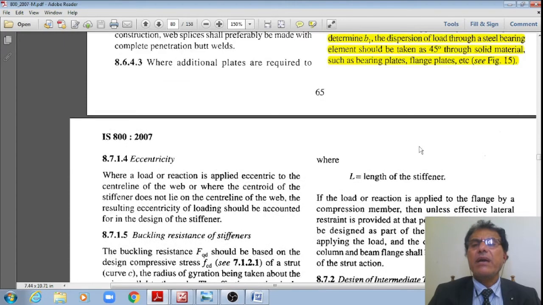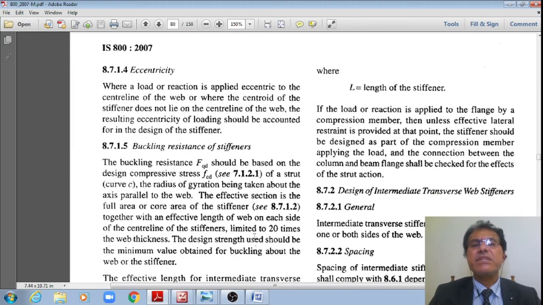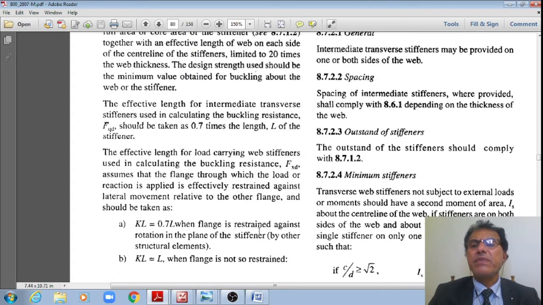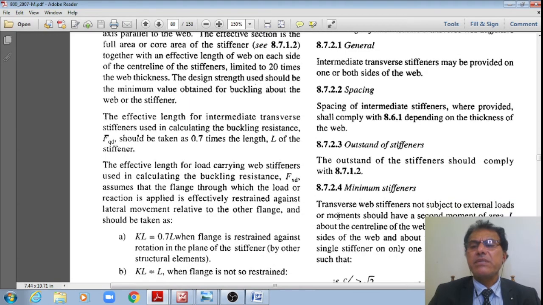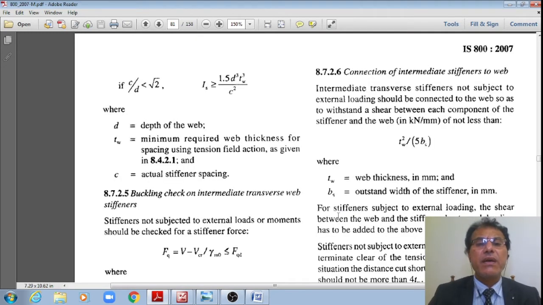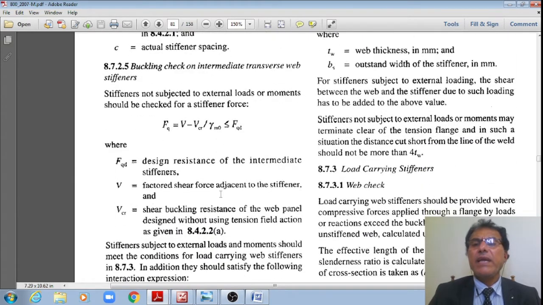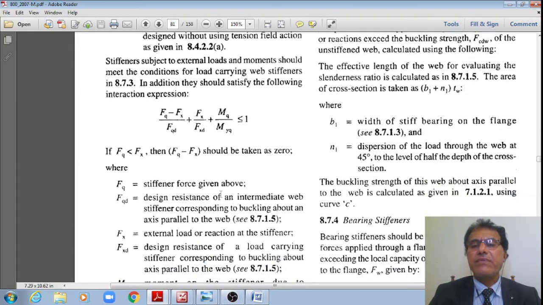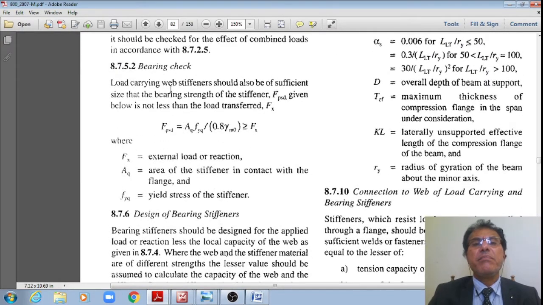And coming to the other specifications regarding the buckling resistance of the stiffeners, I will not go through that because I am not designing the stiffeners, right? The outstand of these stiffeners, the minimum stiffeners, spacing and moment of inertia, etc. are also given. And the buckling check on intermediate transverse web stiffeners is also given, and the load carrying capacity of the stiffeners for the web check, as well as for bearing stiffness, is also given. You just go through this, right? And the bearing check, right?